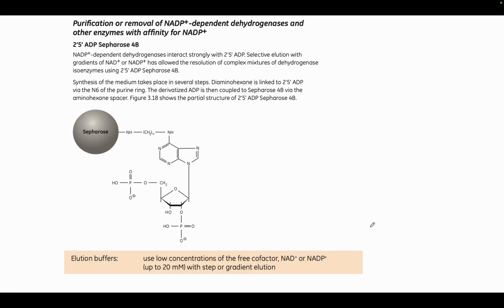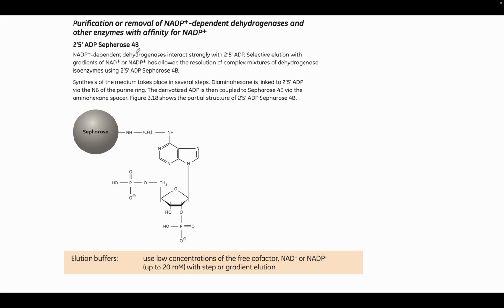So again, as we discussed, if we have a protein which has a natural substrate, then we can use that as the ligand instead. So here we're looking at purification of NAD plus dependent dehydrogenases and other enzymes with affinity for NAD plus. If I know my protein is going to bind to this, then why not immobilize NAD plus on the column itself? So this matrix is called 2' 5' ADP Sepharose 4B, which is some trade name.